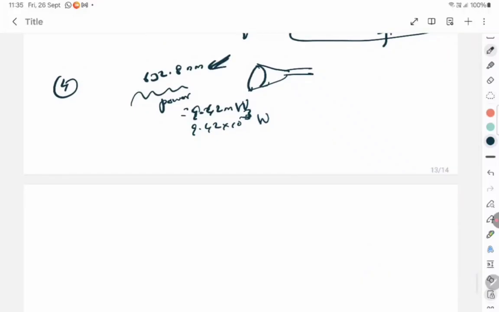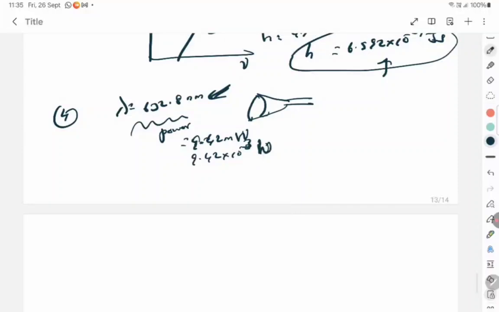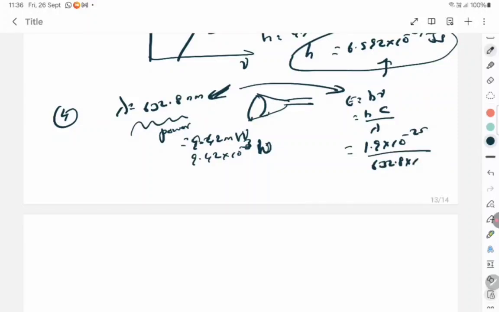I told you, you have the nanometer, which is the wavelength. You immediately find the power is in watts only, so you don't need electron volt and all. So you can calculate the energy of the incident radiation, h mu, which is h into c by lambda. hc itself is 1.9 into 10 to the power minus 25 by wavelength 632.8 into 10 to the power minus 9. Just calculate this, you get the energy in joules, because you have not divided it by e. Remember that. You get the answer only in joules. Once you get this, this is the energy.